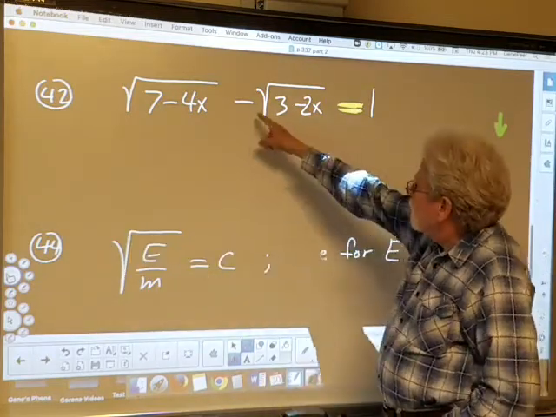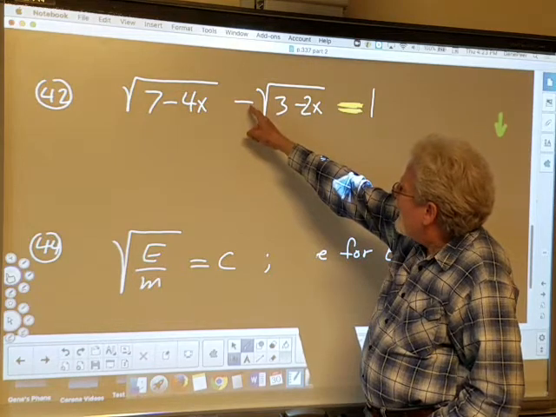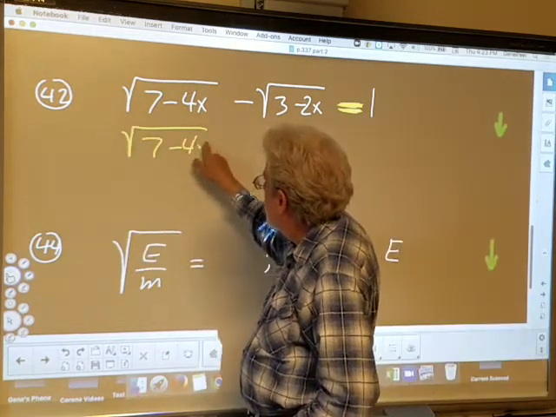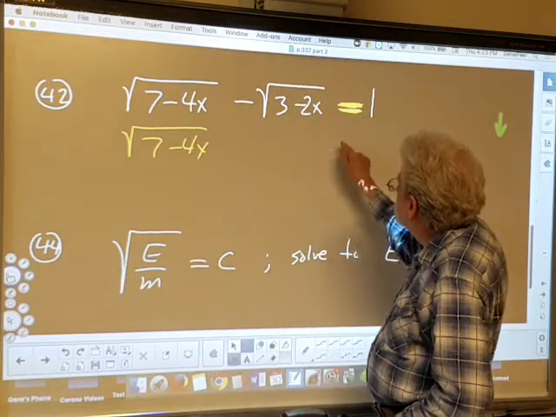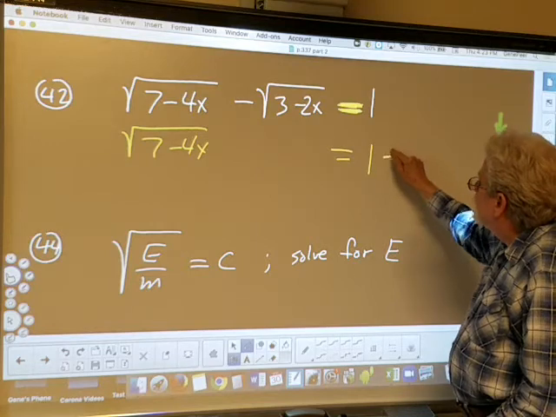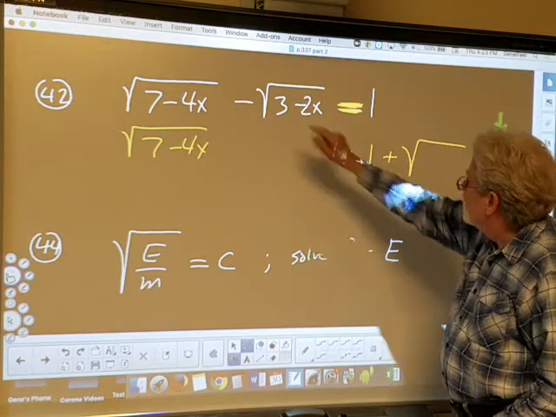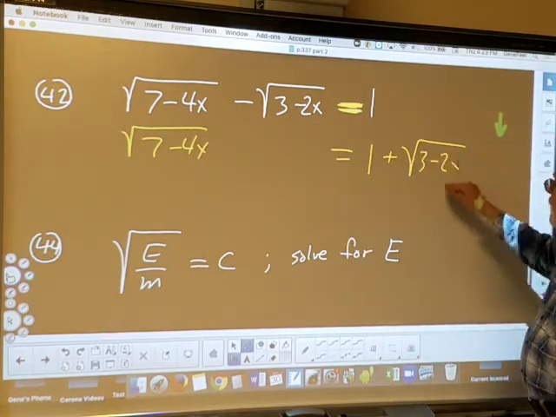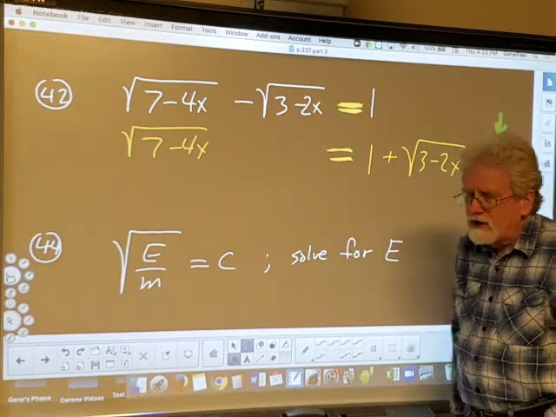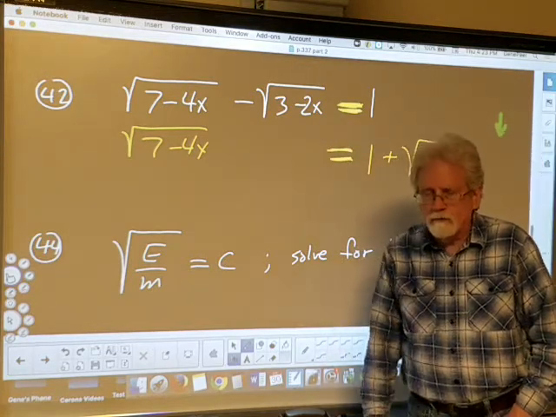So we're going to take this guy, since he is a minus here, we're going to add him to both sides, giving us square root of 7 minus 4x, bring it down. We're adding this to both sides. Don't forget about your 1, that's very important. 1 plus the square root of 3 minus 2x. We now have them safely on opposite sides of the equal sign. They can no longer hurt us.